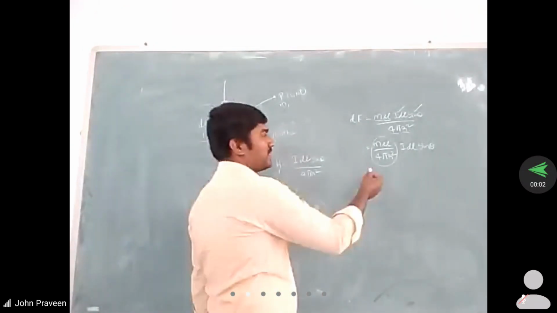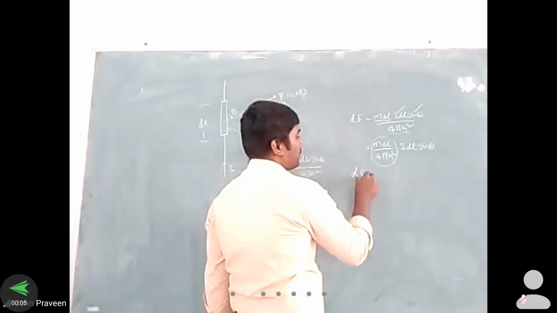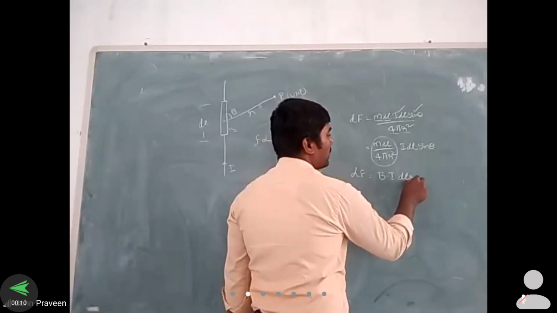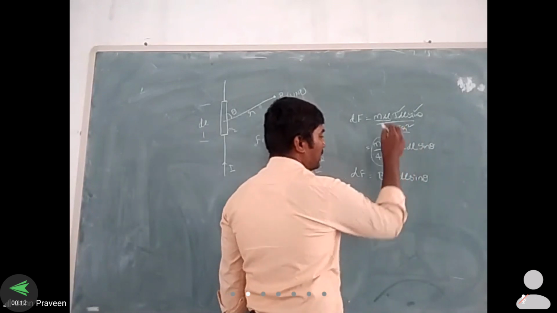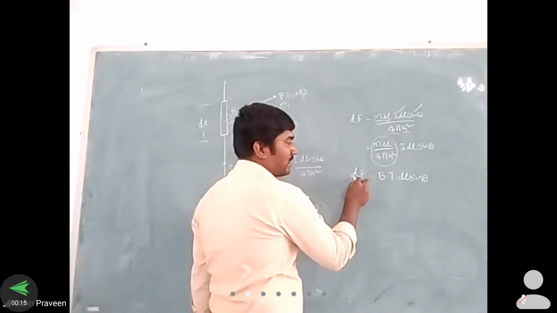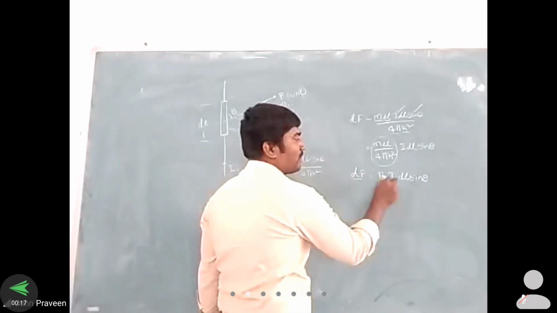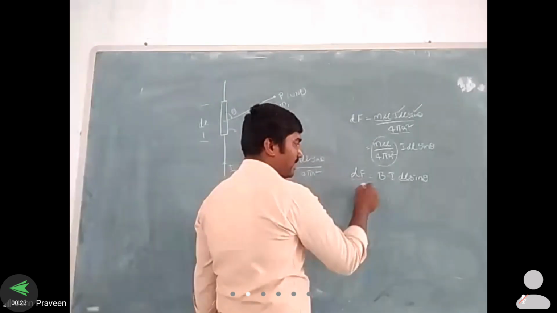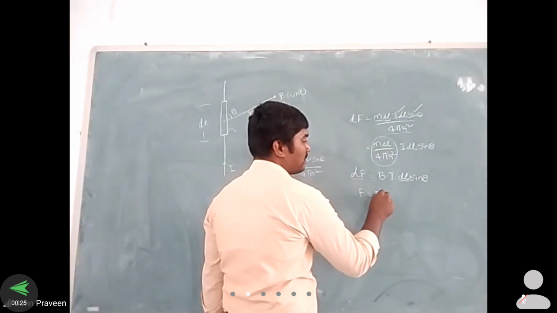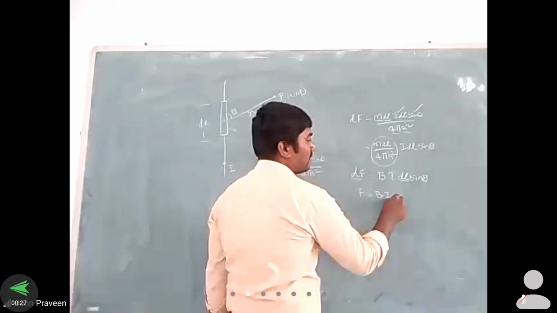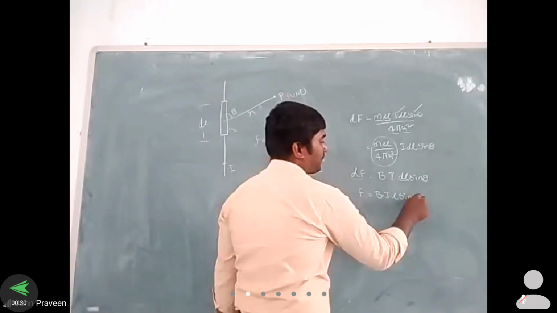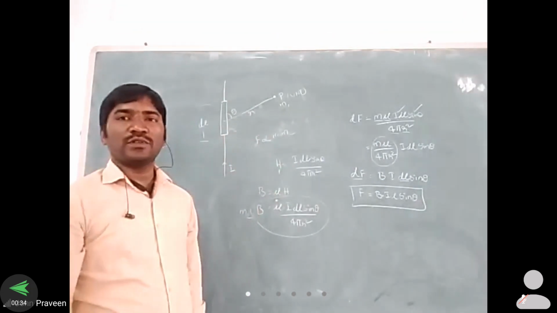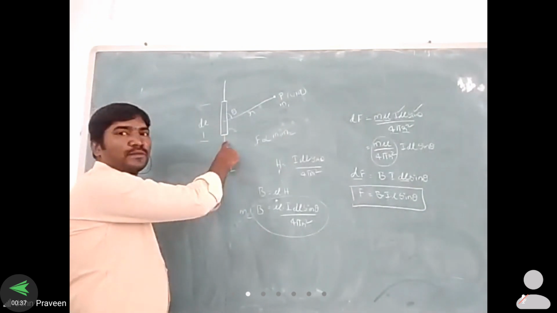Constant. So instead of that we can write dF is equal to B into I into dl sin theta. So this is for the force that exists for a small length. If you want to calculate for the entire length, then F is equal to B I l sin theta. So this is the force acting on the conductor.